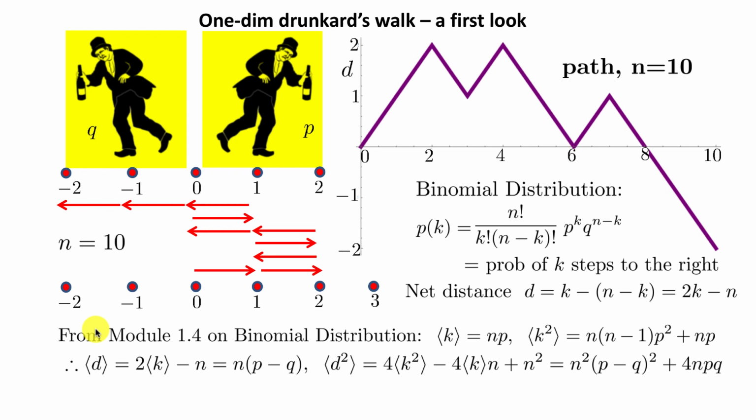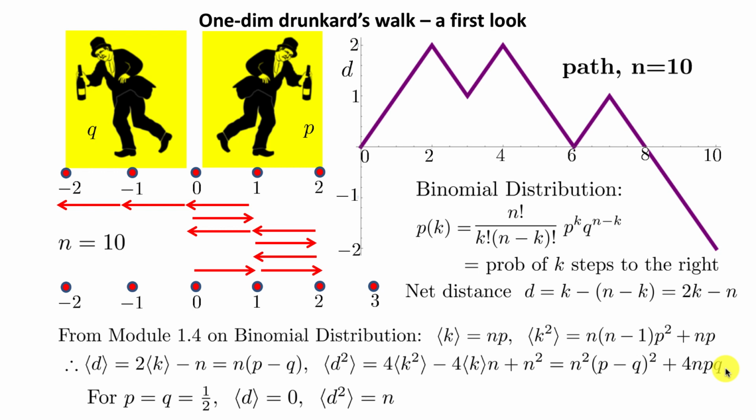Let's take the average value of the square of the distance d. Now, d can be both negative or positive, but d squared is always positive. Now, from here, d squared will be 4k squared minus 4nk plus n squared. So if we take the average value of d squared, we get 4 times the average value of k squared minus 4 times the average value of k times n plus n squared.